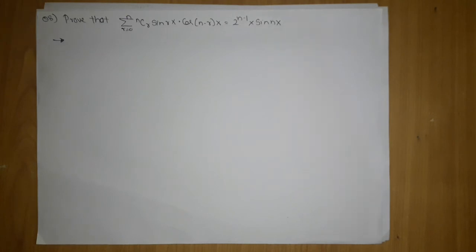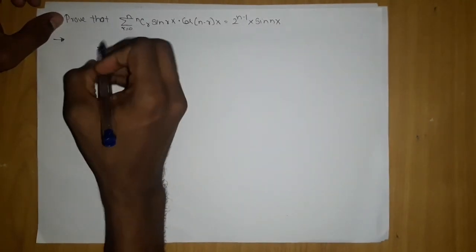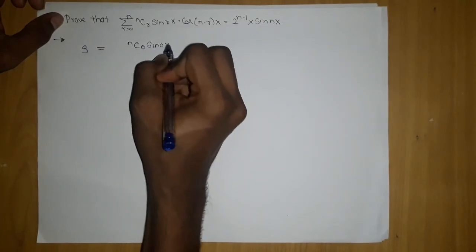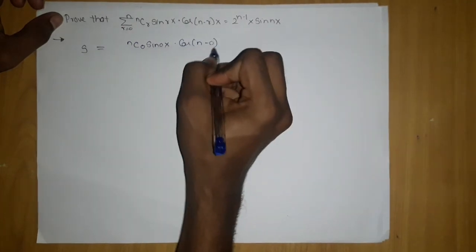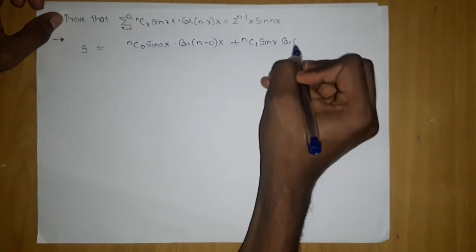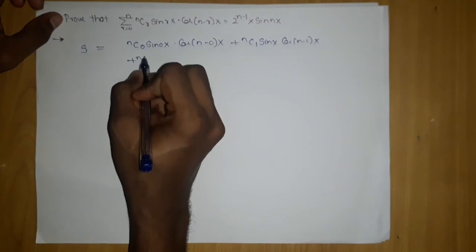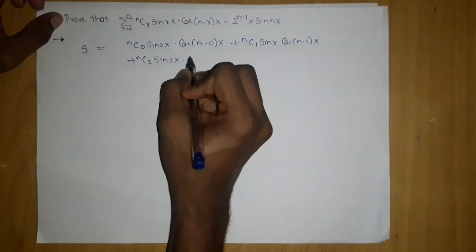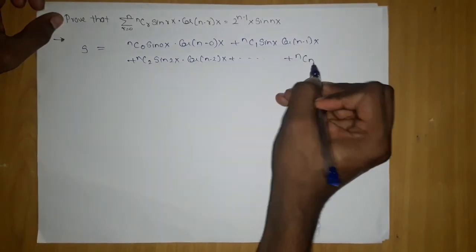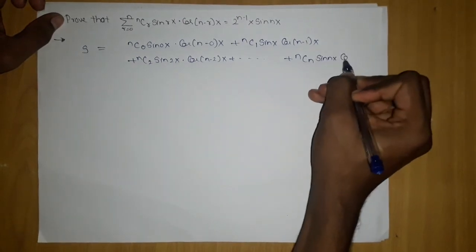So in this question, there is one thing which we have learned in sequence and series, which was adding the series in reverse manner. You will see why I am telling this. If you open this, let's call it sum S. So nC0 sin 0x cos (n minus 0)x, then nC1 sin x cos (n minus 1)x, nC2 sin 2x cos (n minus 2)x, and so on till the last term nCn sin nx cos 0x.